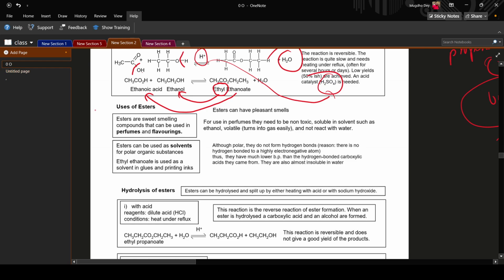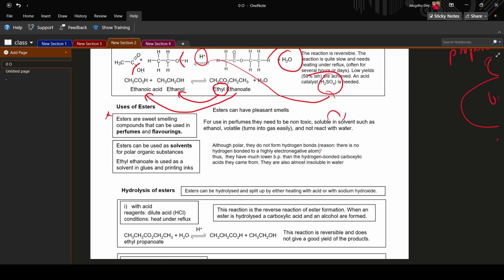Uses of esters, I don't think I have to explain that. Esters are sweet smelling compounds that can be used in perfumes and flavorings. The commercial perfumes that you find in supermarkets tend to use esters because they have pleasant, non-toxic smells, which is why they are widely used in perfumes and food flavorings. Also, they are soluble in solvents, so they can be found in liquid form, instead of gas.